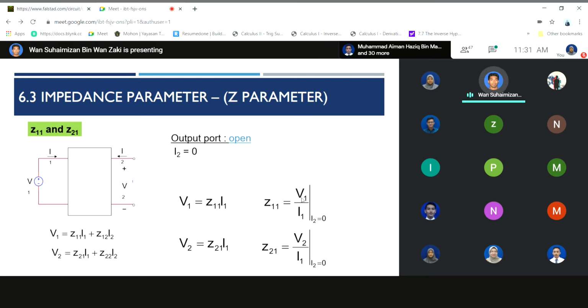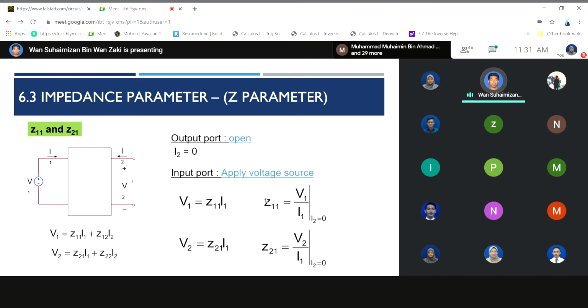You don't have to know the values of V1, I1, V2, I2, because inside this circuit you have a resistance or impedance. From the ratio of V1 over I1, you can determine the impedance value. We will see this after this.